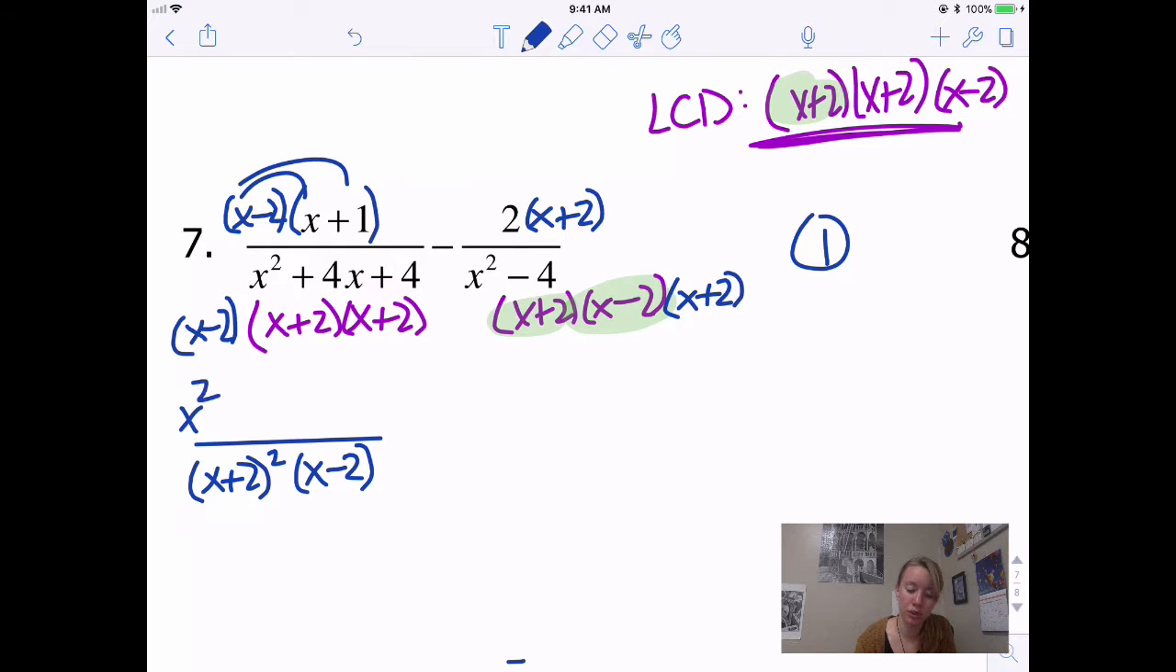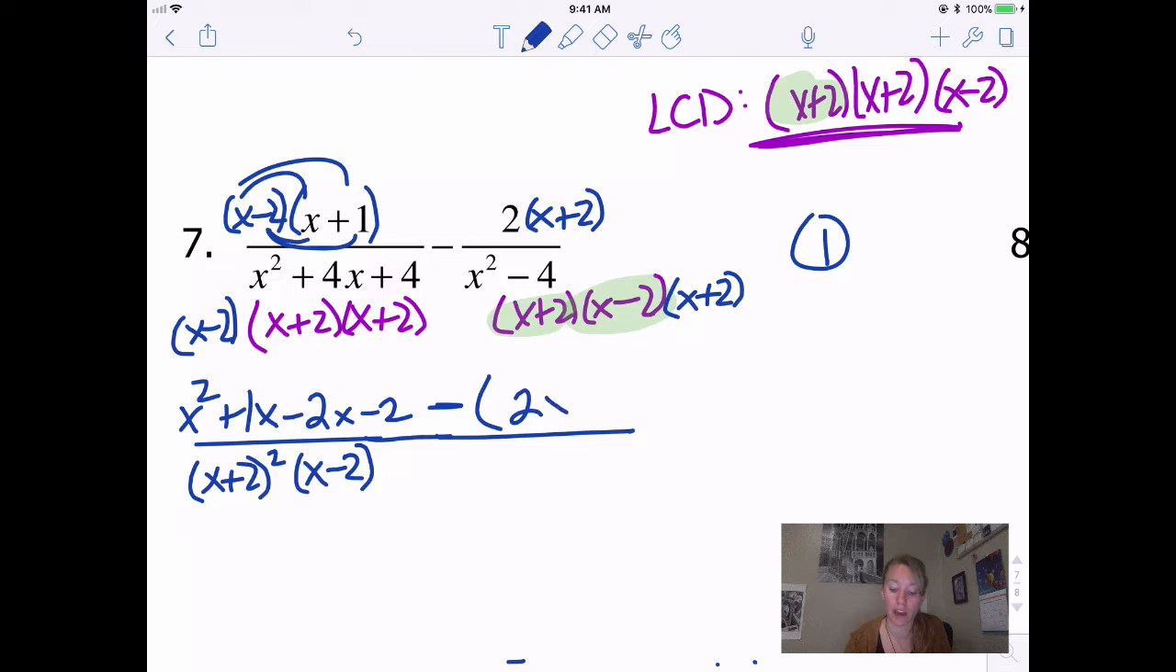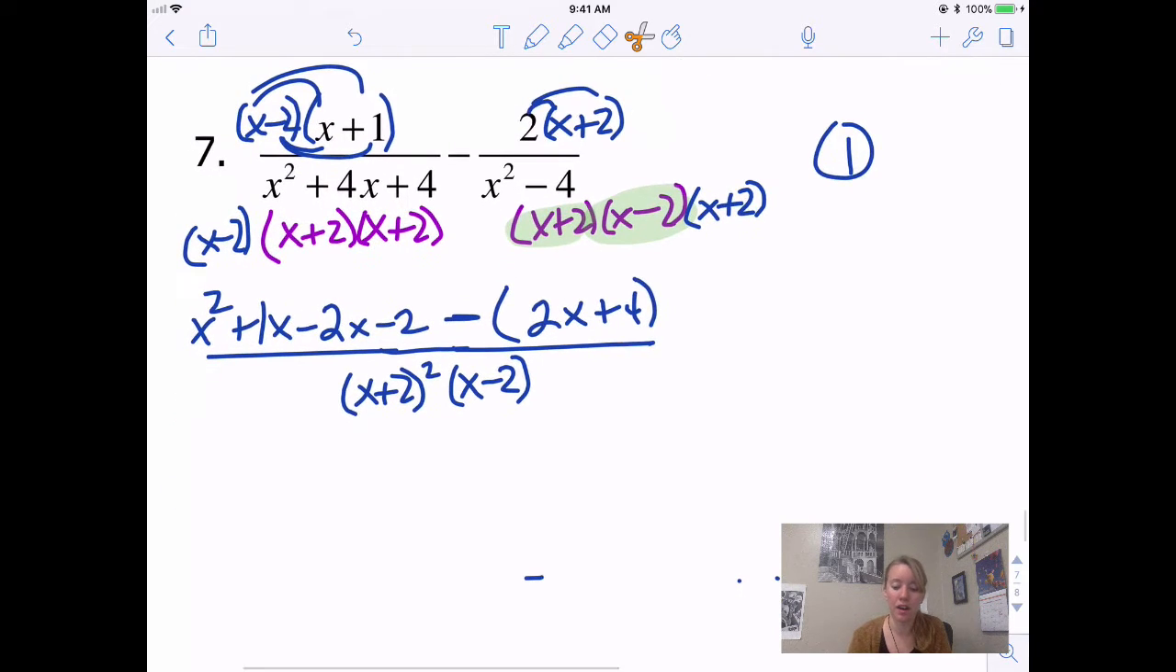FOIL. So x squared plus 1x minus 2x minus 2. And then we'll subtract 2x plus 4. Okay, so we've distributed. And then this denominator is exactly the same. So we'll keep our denominator. And now we have to simplify. Okay, so if I distribute, I get negative 2x and a minus 4.